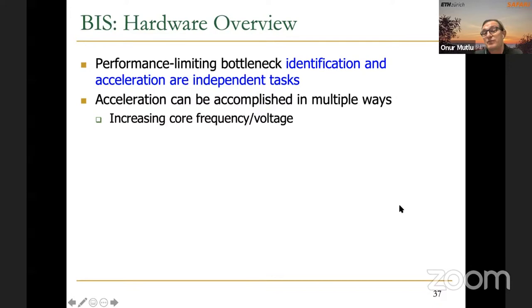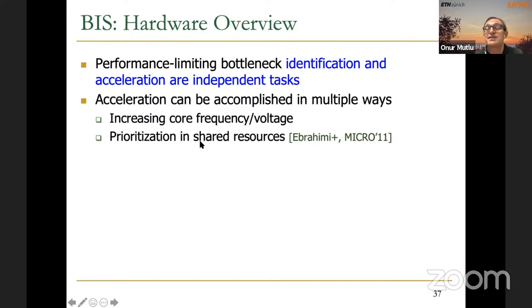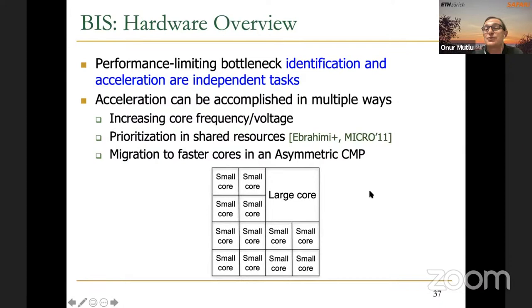That's why this idea is adopted much more easily than heterogeneous cores or some other form of acceleration for critical sections, for example. You can also do prioritization and shared resource, and we saw this in parallel application memory scheduling, right? You can also do migration to faster cores and asymmetric multi-core. You can do all of them at the same time also, potentially, right? All of them can be combined at the same time.